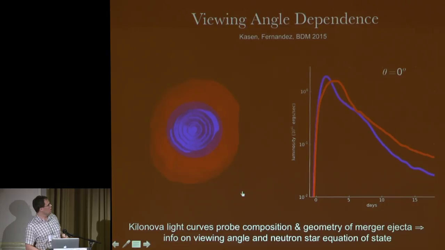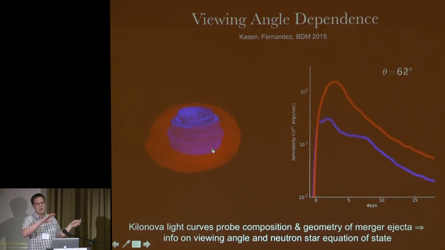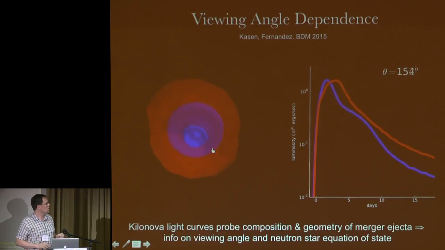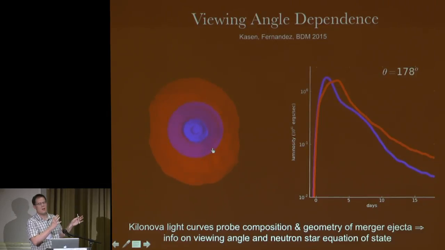So as I mentioned, this lanthanide-rich material is probably coming out predominantly in the equatorial plane, and the outflows from the disk are coming out in the polar direction. So if you're viewing this down the axis, you're going to see this blue and red emission. But then if you are viewing it from the side, the bluer emission will be blocked by the high lanthanide opacities. Okay. So there's obviously a lot of degeneracies here, but I think there's this promise that the very high opacities of these could provide us a very sensitive diagnostic of what conditions the matter experienced in the merger.